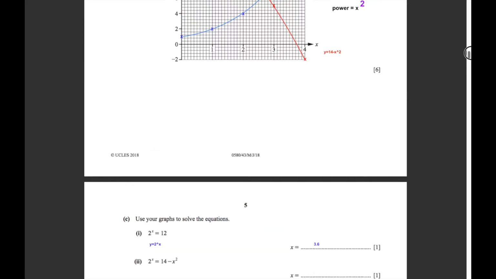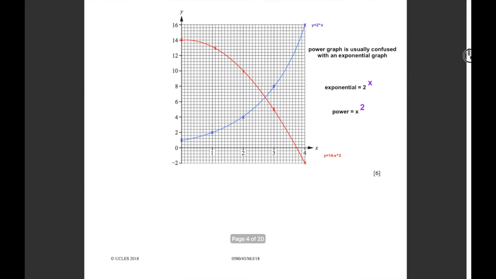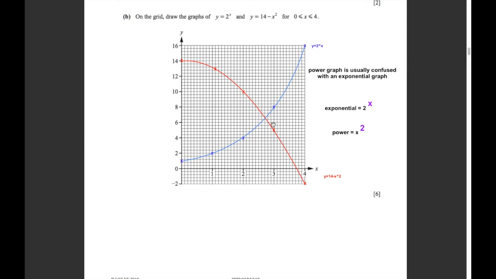Okay, and the next part was 2 to the power of x is equal to 14 minus x squared. So that's basically where they intersect, where they have the same y value, which is around here, right? So y is the same for both, but what is x? So we're just going to move down. The good thing about this is that in the mark scheme, they give you a range, so your graph doesn't have to be 100% correct, but it should be as precise as humanly possible. Of course, with the computer, it's easier to draw. So it's around here. So that's 2.1, 2, 3, 4, 5, 6, 7. So it's around 2.7.